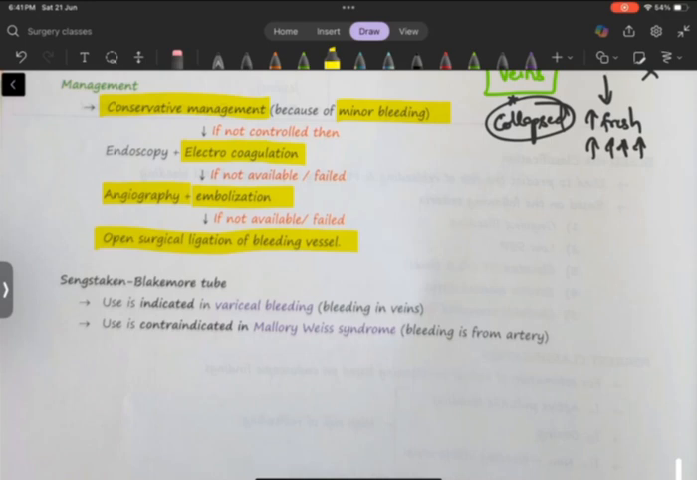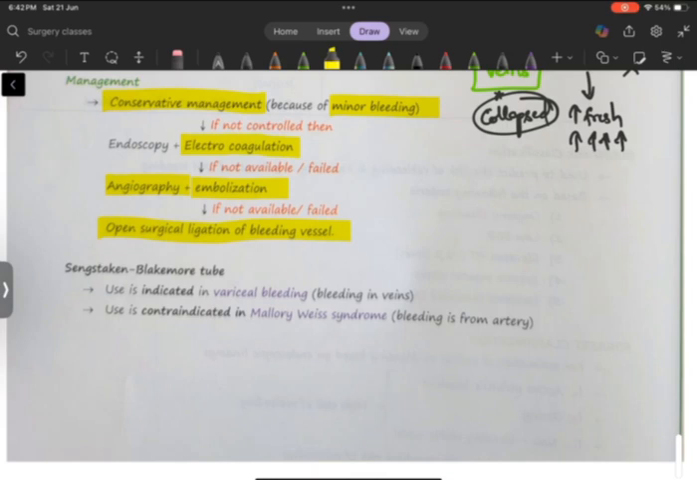First we will see if the bleeding will stop on its own. If it is not stopping, then we'll have to go for cauterization. If it's not stopping even after cauterization, then we'll have to go for angiography and embolization. If it is not stopping even after this, then we'll have to go for open surgical ligation of the bleeding vessel.